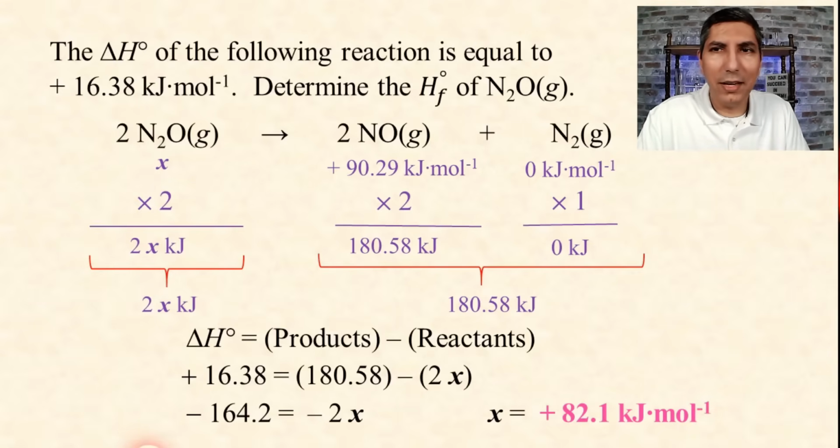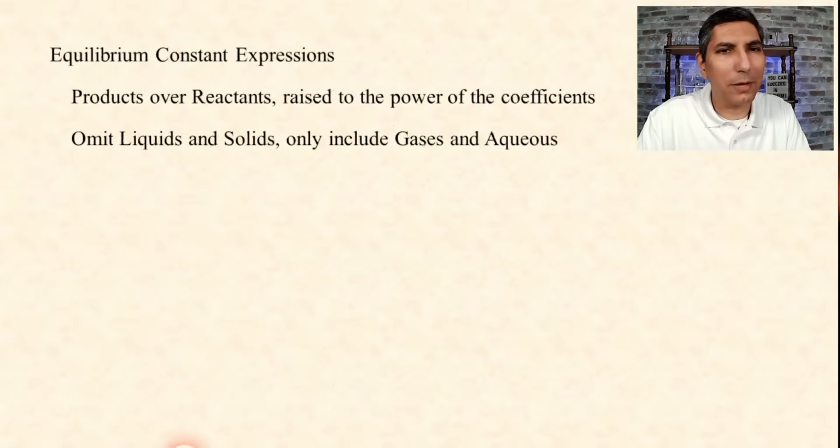Sometimes they give you an easier problem where they just give you the enthalpies of formation of all of these substances, and you just have to plug them in and find the delta H for the whole reaction. But on the AP exam, sometimes they like to throw you a curveball and do something like this. So that's why I wanted to work a problem like this for you.